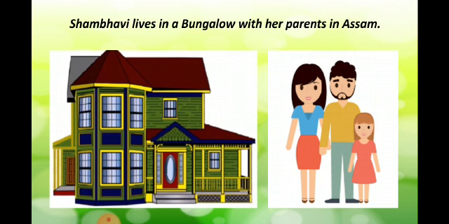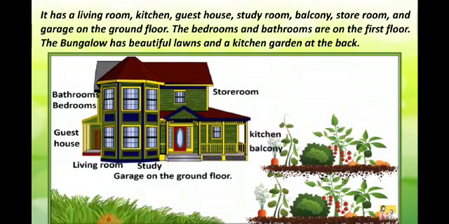Children, in this lesson, we are going to meet two friends, Shambhavi and Mala. Shambhavi lives in a bungalow with her parents in Assam. Children, you all know what a bungalow is, right? It is a building with one or two floors. Shambhavi lives in a bungalow which has a living room, kitchen, guest house, study room, balcony, storeroom and garage on the ground floor. The bedrooms and bathrooms are on the first floor. The bungalow has a beautiful lawn and a kitchen garden at the back of the house.